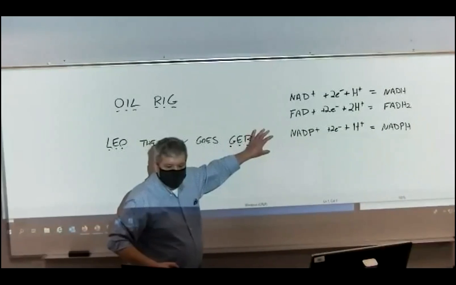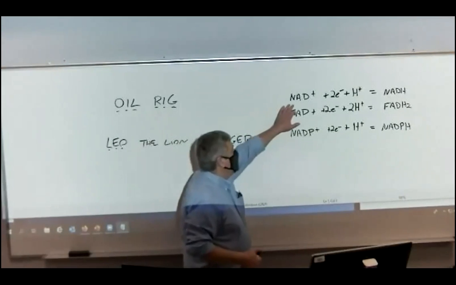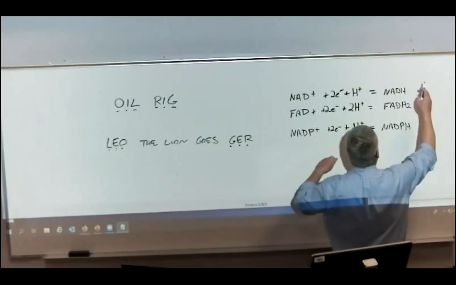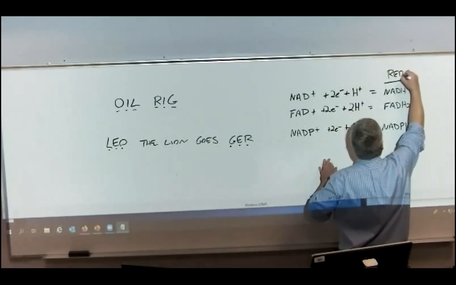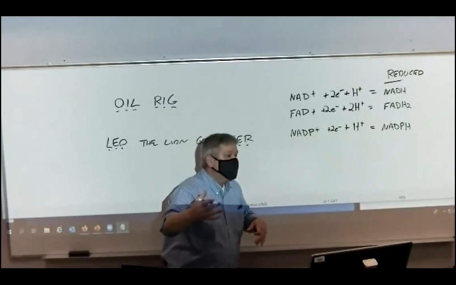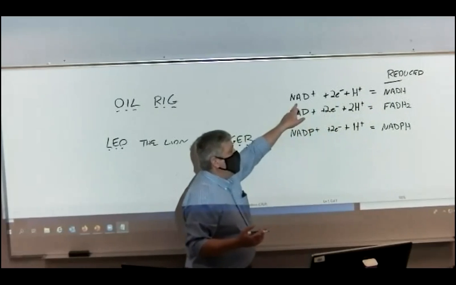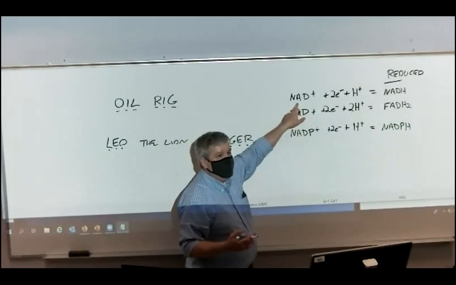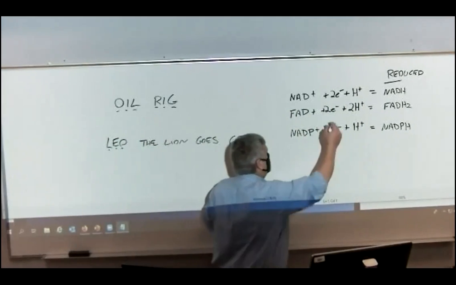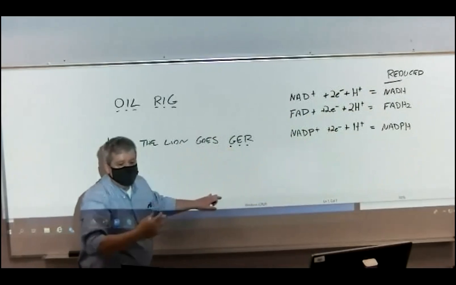Okay, so again, let's look at these mnemonics. So oil rig, oxidation is losing electrons, reduction is gaining electrons. Okay, so when NAD gains electrons, it's being reduced. Okay, so this is the reduced form of these coenzymes. Now, if we were to do the opposite thing, if we were to give up these electrons, say to the electron transport chain in oxidative phosphorylation, we would be oxidizing NADH back to NAD, because we're losing electrons. Losing electrons is oxidation. So reduction, gaining electrons, this direction is reduction. If we do the reverse reaction and we lose electrons, that's oxidation.